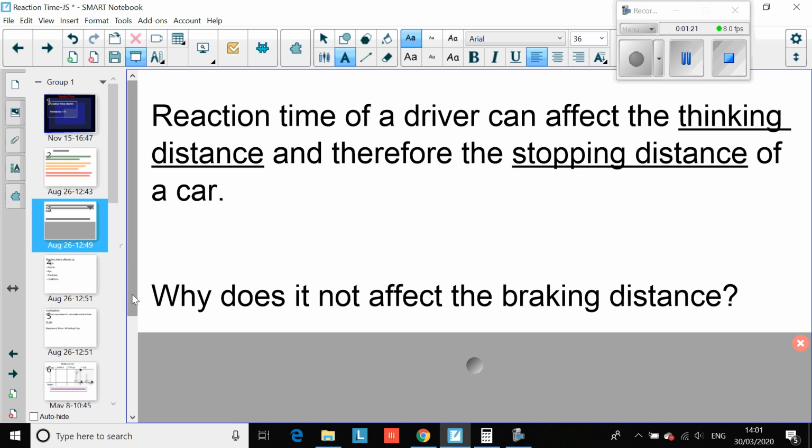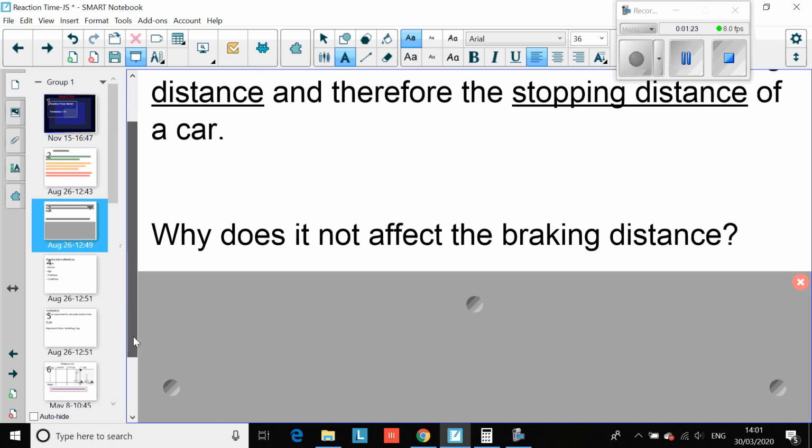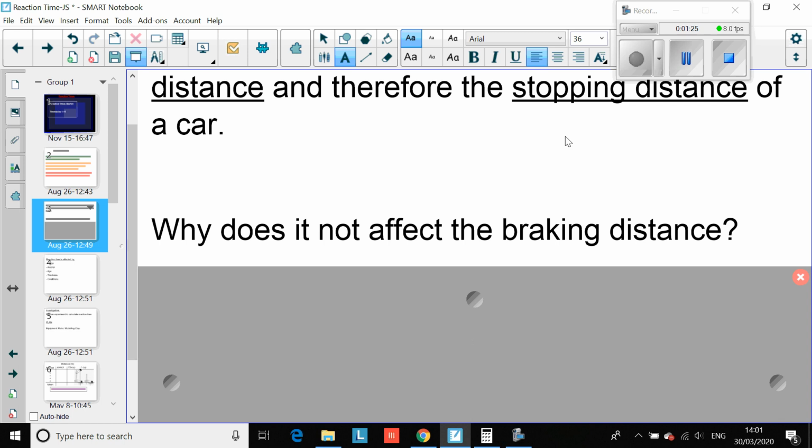So here's a question for you. Why does it not affect the braking distance? Okay, so can you pause the tape now, write down that question, and then just have a think and write down your best answer, and then we'll go through it in a moment.